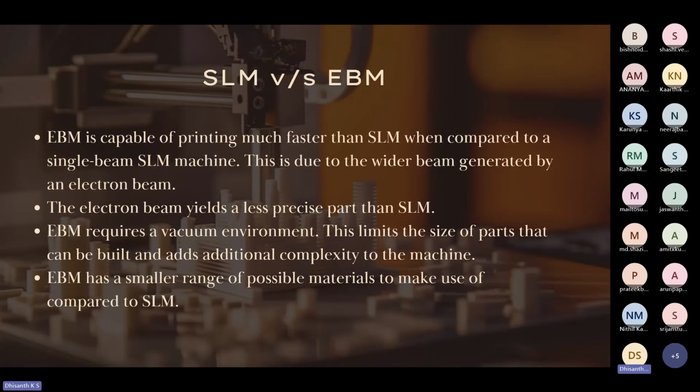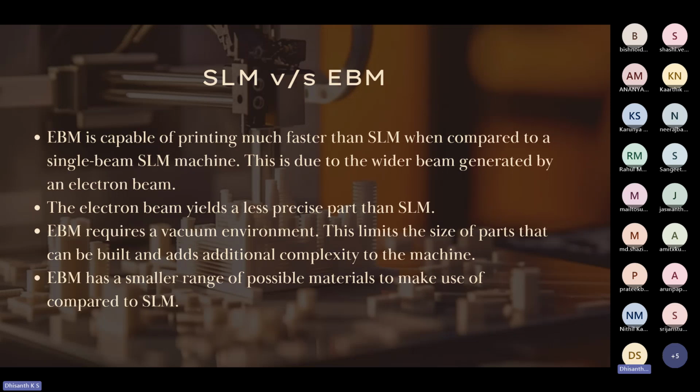Now let's see the difference between SLM and EBM, that is, selective laser melting and electron beam melting. Electron beam melting is capable of printing much faster than SLM when compared to a single beam SLM machine. This is due to the wider beam generated by an electron beam. The width of the electron beam is very large compared to that of a laser. The width of the laser is limited to some nanometers, while EBM is much larger than that. So the print speed is high and the print is made much faster.